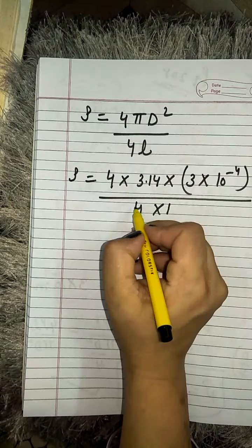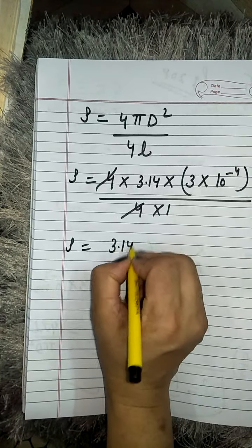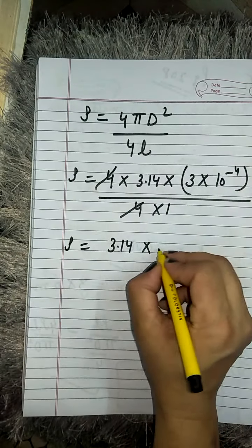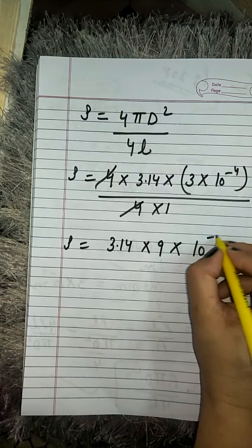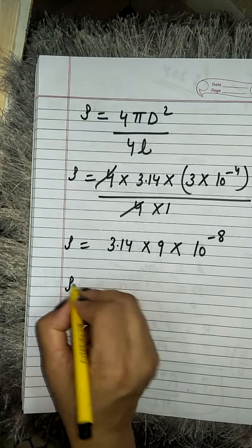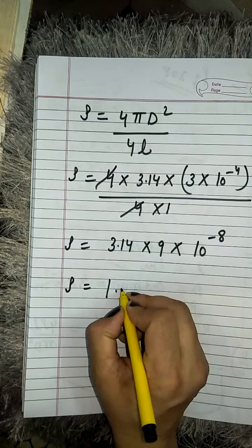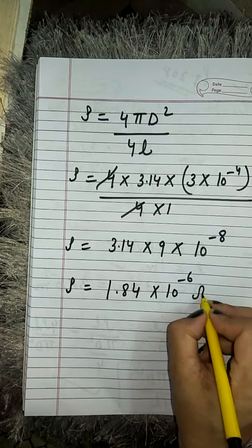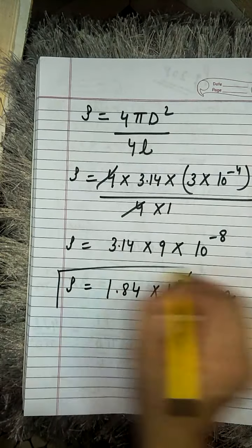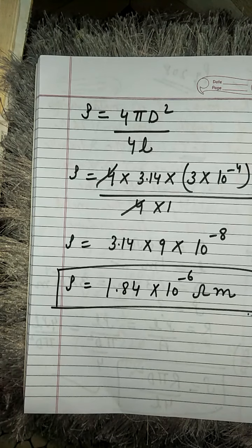You can check these values. This 4 and this 4 will cancel. 3.14 multiplied by 3 square is 9, multiplied by 10 raised to minus 4 times 2, which is minus 8. And when you solve it, it will come out to be roughly 1.8 into 10 raised to power minus 6 ohm meter. Please check it.